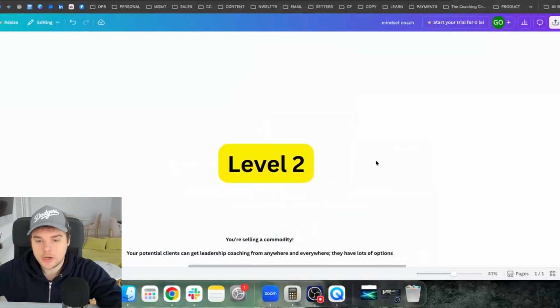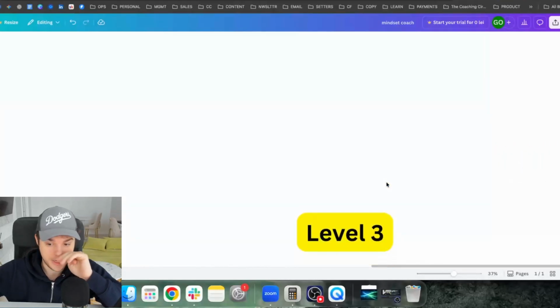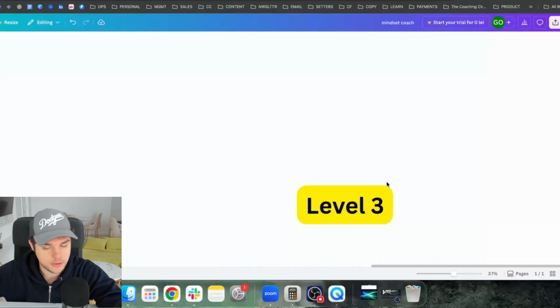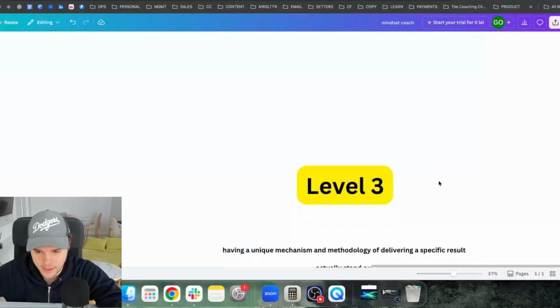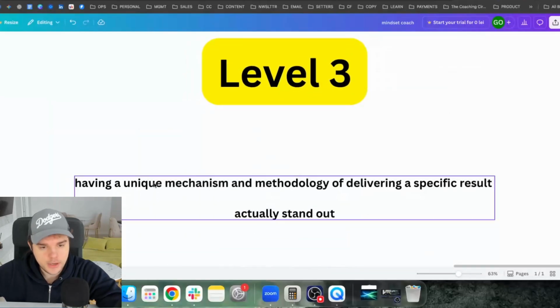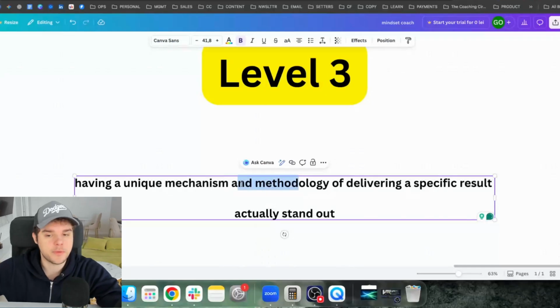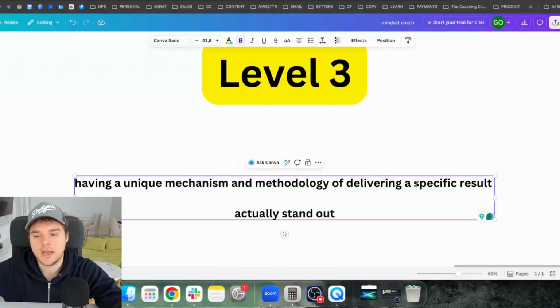Now, let's go to level 3, and I can say this: if you are at level 3, you are going to make a lot of money and you're absolutely not going to have any issues with getting clients ever. So level 3 comes down to having a unique mechanism, and I'm going to explain what that is, and a unique methodology of delivering a specific result. And this is when you actually stand out and people cannot compare you to competitors, cannot shop around. They just cannot do it because you are completely unique.